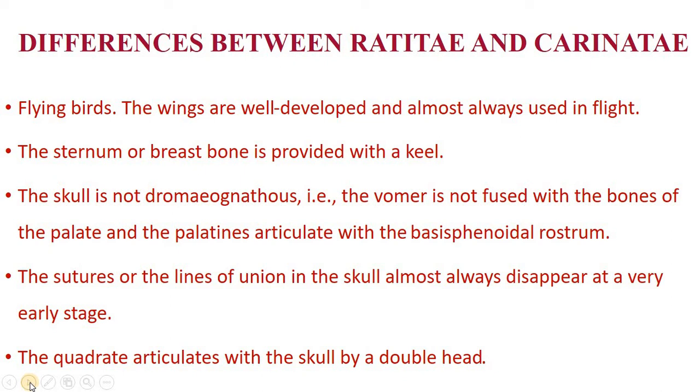Further, the sternum or breastbone is provided with the keel or carina. That's why they are called Carinatae. This keel provides the place for the attachment of the flight muscles. So there are powerful flight muscles in flying birds. Which are the powerful flight muscles? I told before: the pectoralis major, pectoralis minor, and coracobrachialis. These are the three powerful muscles which help the birds keep on flying in the air.